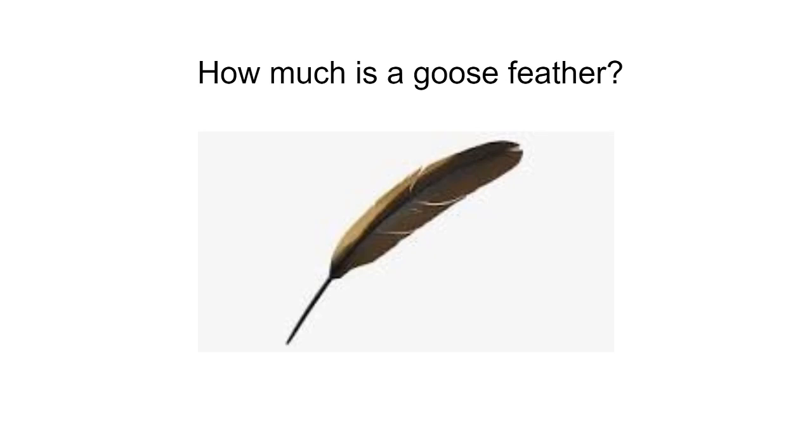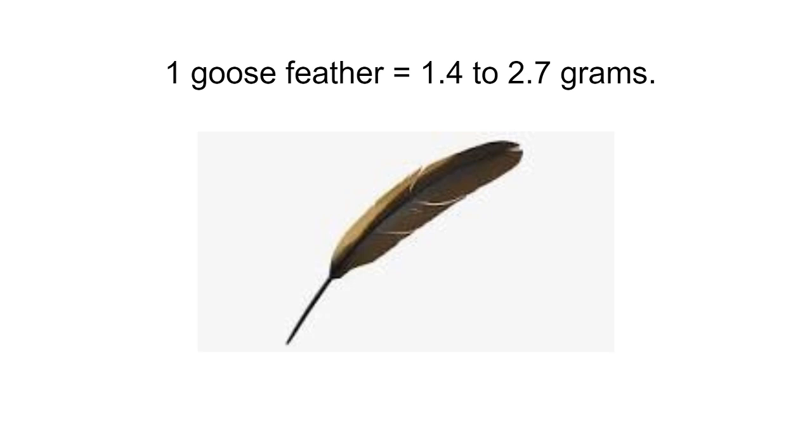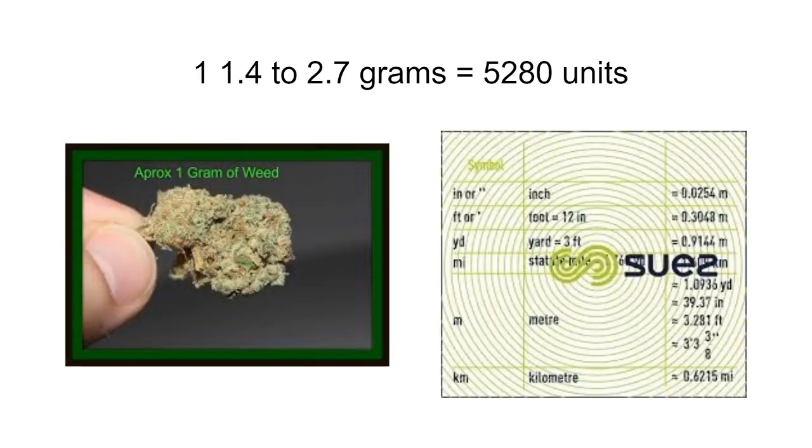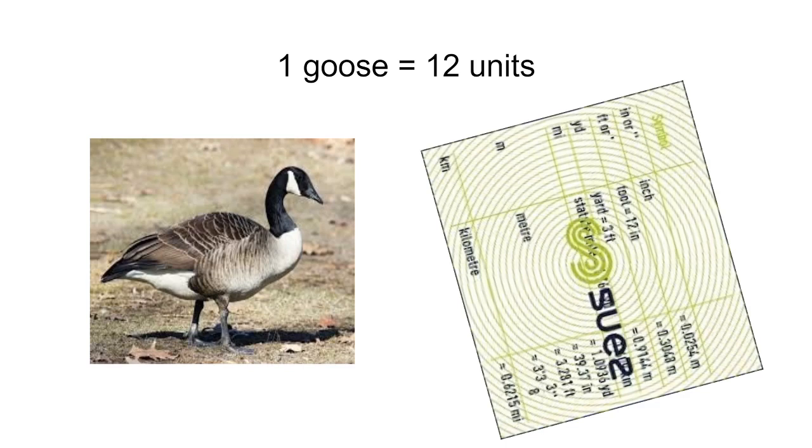Okay. How much is a goose feather? This is a trick question. I haven't told you anything about goose feathers. It's actually 1.4 to 2.7 grams, though, if you were to look it up. And 1.4 to 2.7 grams is 5,280 units. And you're thinking, units of what? Units of units. The unit is a form of unit in this new system, in the goose and cacti system. One goose equals 12 units.